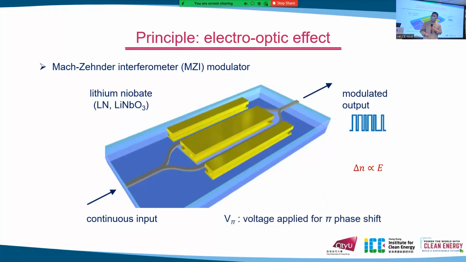So by changing the voltage, we can change the output intensity, which means that the output light is modulated. Here, a key parameter is V pi, which means the voltage applied for a pi phase shift.